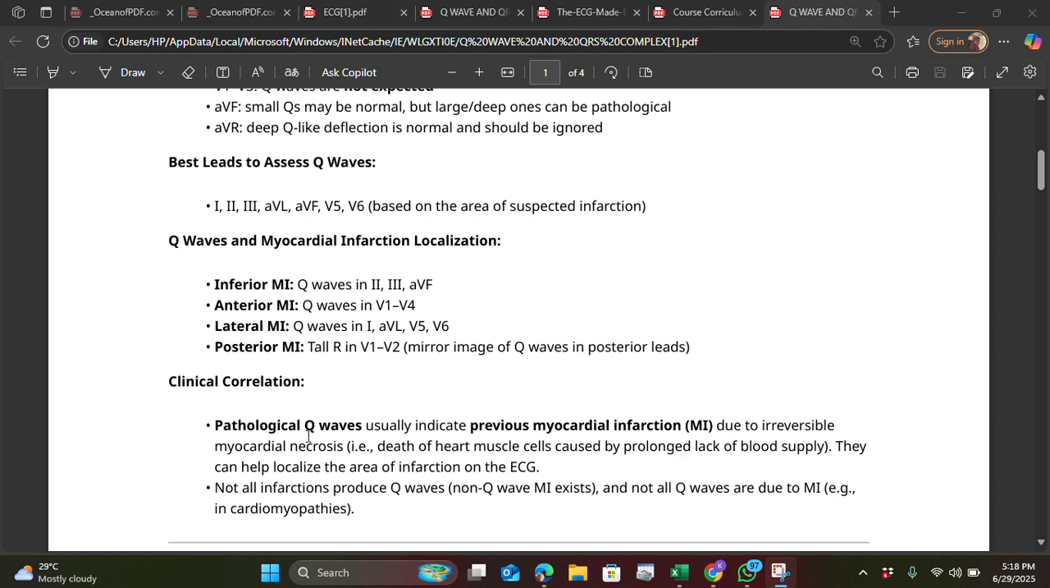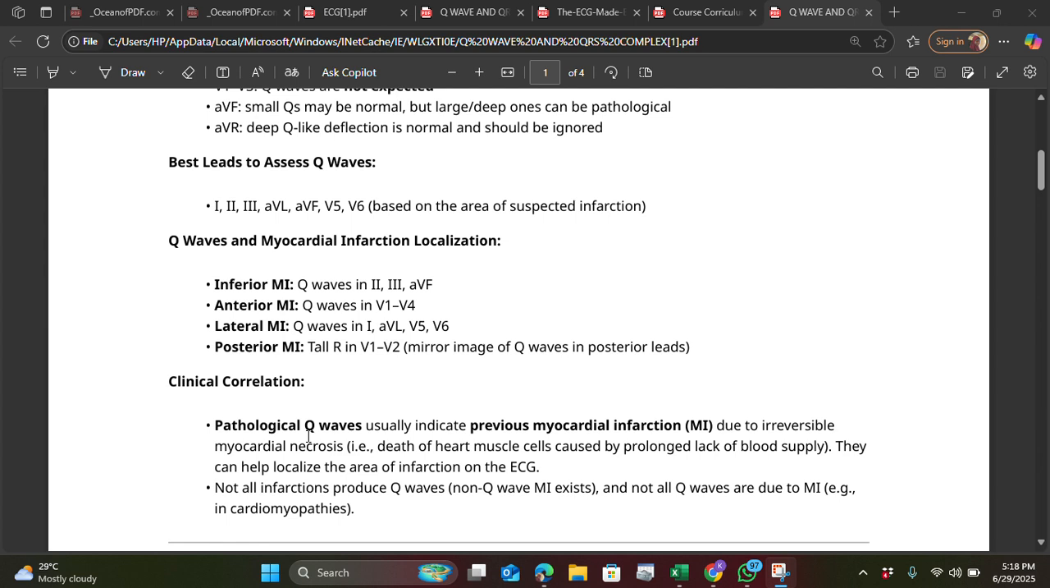So yeah, pathological Q usually indicates previous myocardial infarction due to irreversible myocardial necrosis. And what is myocardial necrosis? Myocardium is the heart muscle. If you remember when we were treating the introduction to the heart, that was our first topic, which I'm sure you people have forgotten.